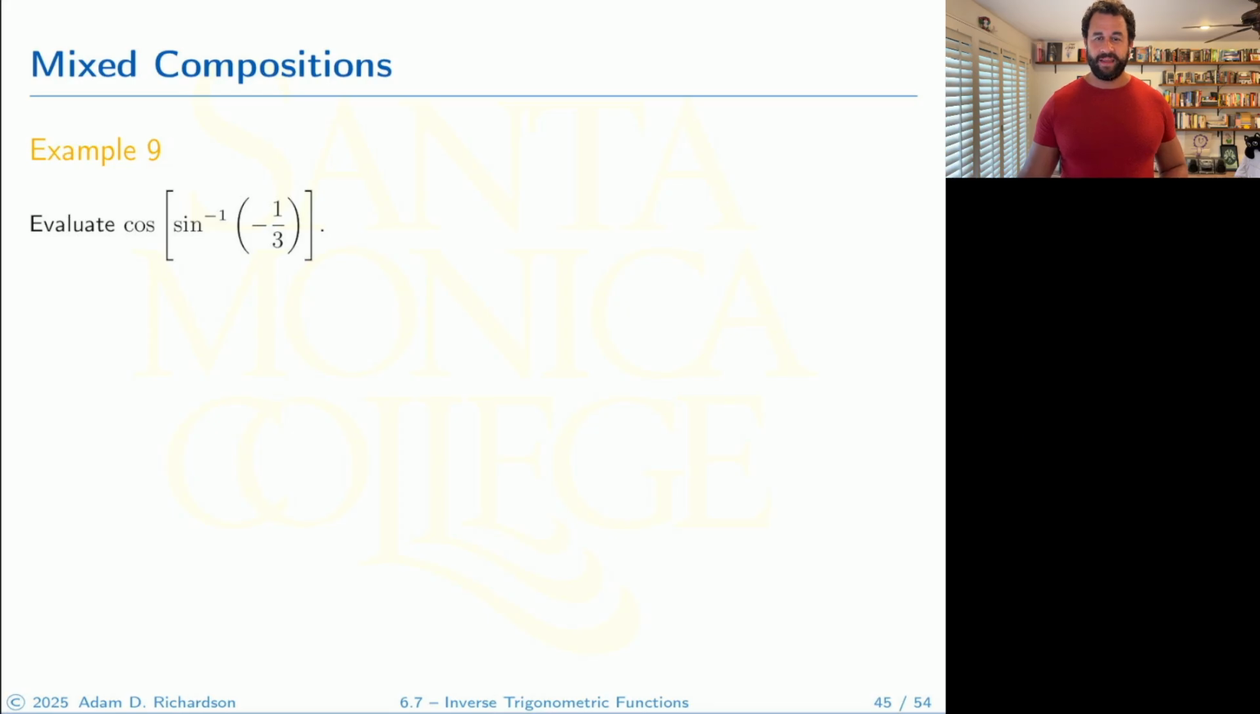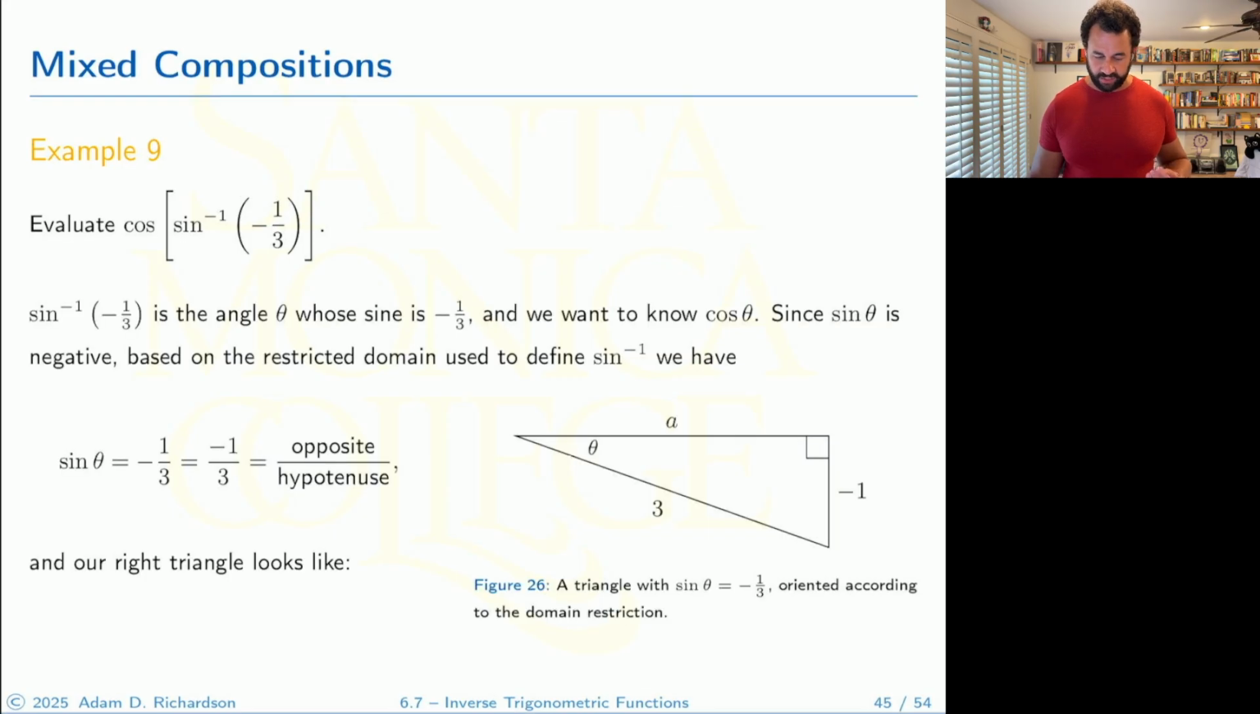Okay. Here we go. So same kind of deal. This here is an angle whose sine is -1/3, and we want to find the cosine of that angle. So we're going to set up a triangle again, but the thing that we have to remember is that the restricted domains are still in play. So when I draw my triangle, I need to draw a triangle where this would even be valid to begin with, okay? So in this case, the triangle looks like that, and I'll explain why in just a moment.